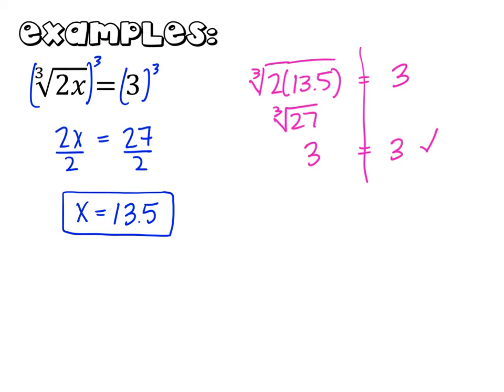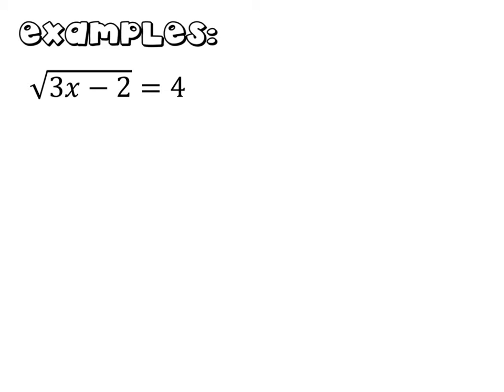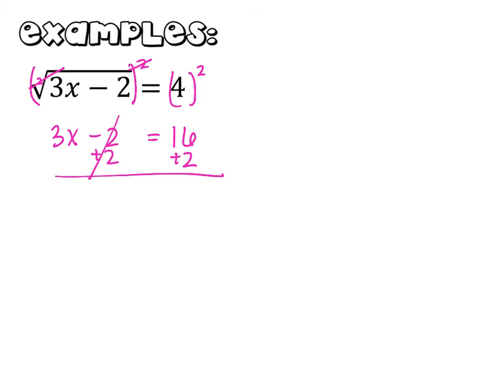In our next problem, I have a square root. To undo a square root, I need to square both sides. So I have 3x minus 2 left. Right? Cancel out my square root and square root. Equals 4 squared, 4 times 4, which is 16. And if I finish getting x by itself, if I add 2 to both sides, I have 3x equals 18, and then divide by 3 to get x equals 6.